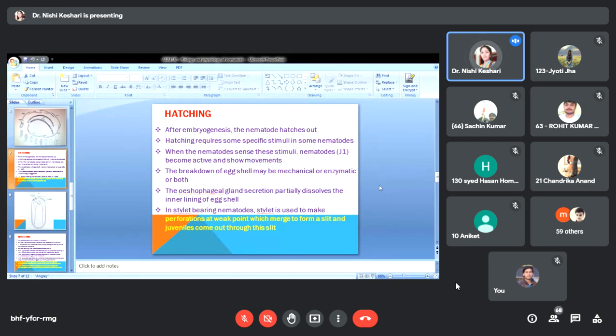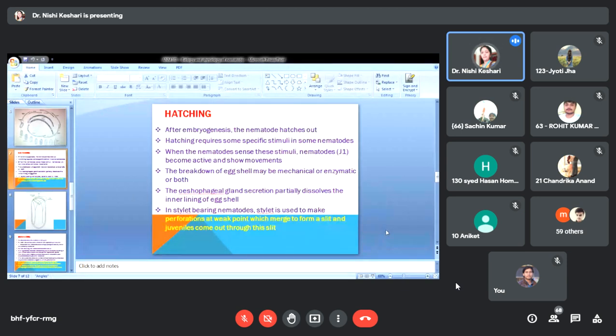Whereas sedentary endoparasitic nematodes like cyst nematodes and root knot nematodes, they live at one place and feed on the surrounding tissues. So they get more nutrition and they develop the capacity to lay more than 200 to 500 eggs. So that's why this is not related to the life cycle.